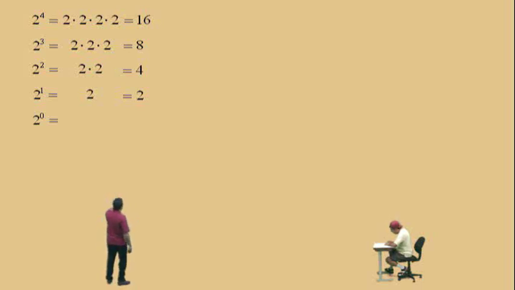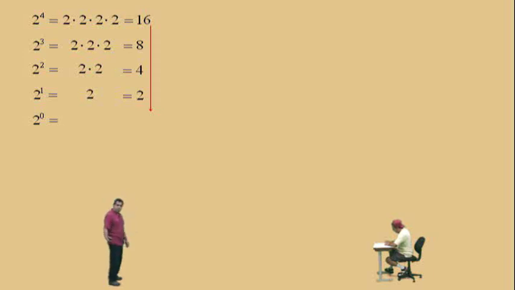Well, we have to look at a pattern. Now notice those numbers. We have a 16, an 8, a 4, and a 2. What's going on? They're being cut in half. So if we continue the pattern, what's half of 16? 8. And what's half of 8? 4. And what's half of 4? 2. Well, what's half of 2?